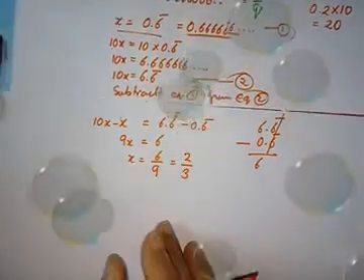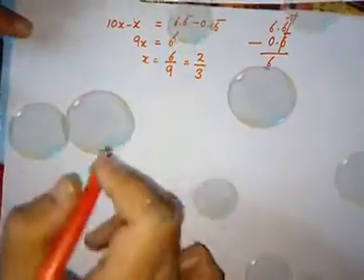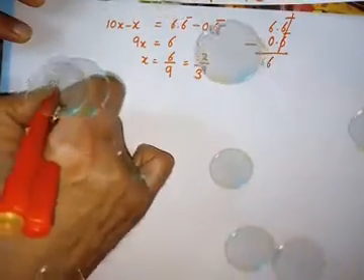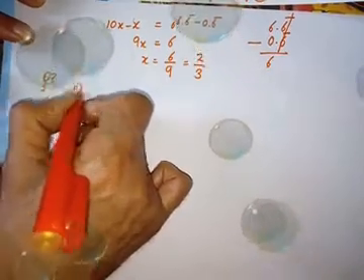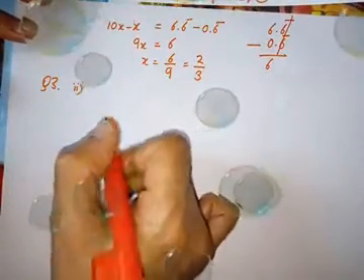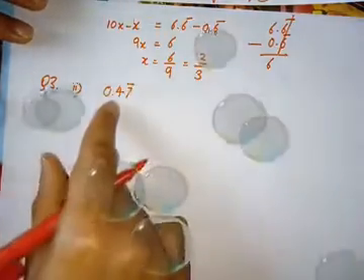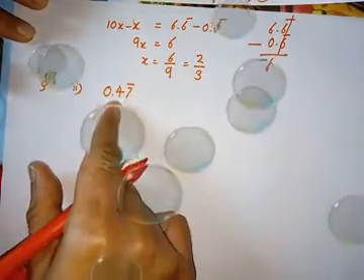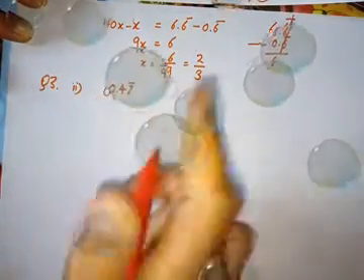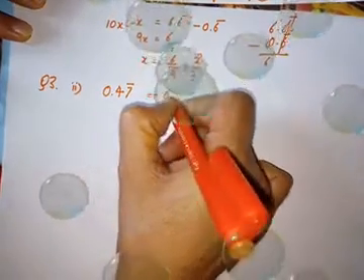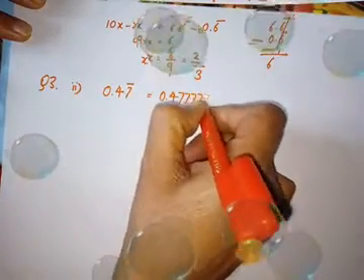Now one more sum I will be doing, that is question number 3, second part. Here the decimal representation which is given to you is 0.47 bar, and remember here the bar is only on 7, not on 4. So it means this is the number 0.47777777 and so on. It means 7 is repeated, not 4.